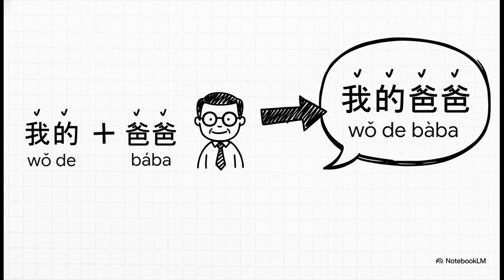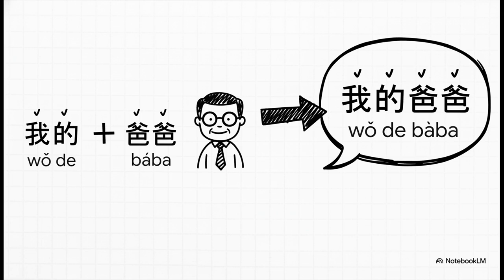And here we go, the final step, adding the thing that's being possessed. In this case, it's a person, baba, which means father. Let's break this word down. The first syllable, ba, is a fourth tone. It's sharp, it's a decisive fall in pitch, almost like a command, bà. Then the second syllable is a neutral tone, so it's light and unstressed. This pattern is super common for family members. So altogether, we have baba. Now, let's assemble the entire phrase. 我的爸爸, my father. Let's really feel that rhythm.